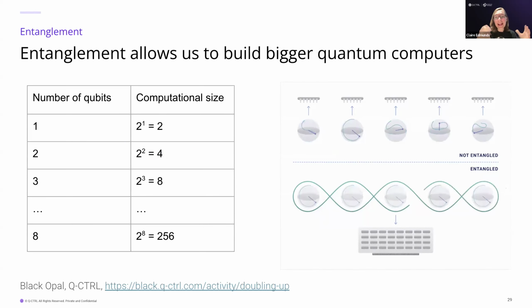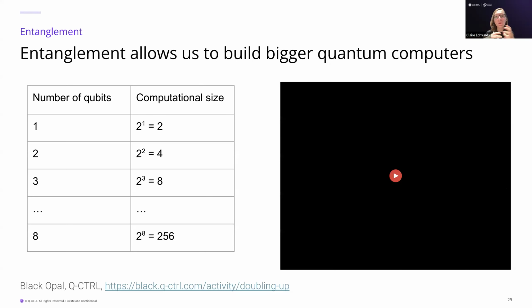And secondly, it enables larger computations, because the more states that we can put into our superposition, the more computational size we have, the more possible interference patterns we have, and the larger representable states that we can make in our quantum computer. So our computers get exponentially bigger.